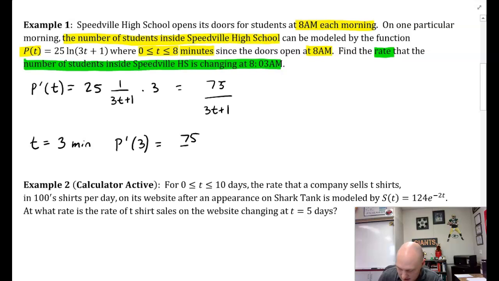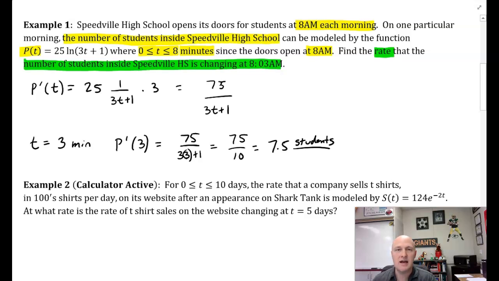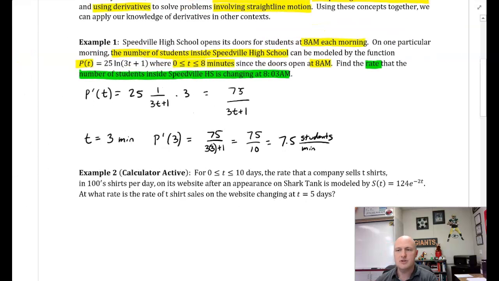And when I plug this in, we get 75 over 3 times 3 plus 1, which gives us 75 divided by 10, which is 7.5. And the units, remember, P is talking about students, 7.5 students, and our time unit is minutes, so students per minute. Okay, so we want to interpret this in context. What does it mean in context?